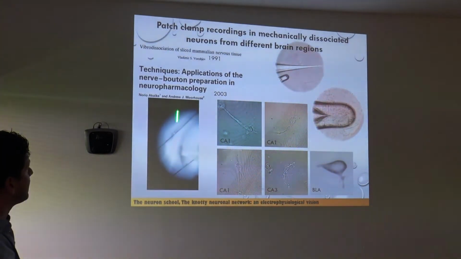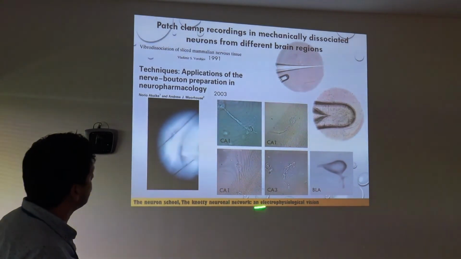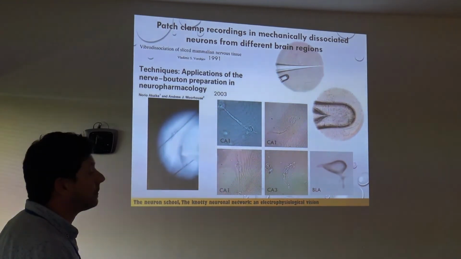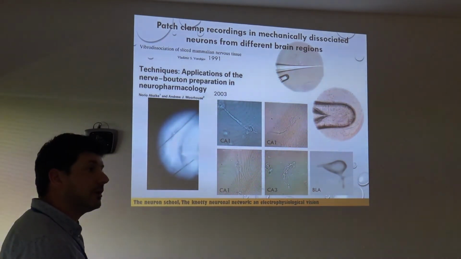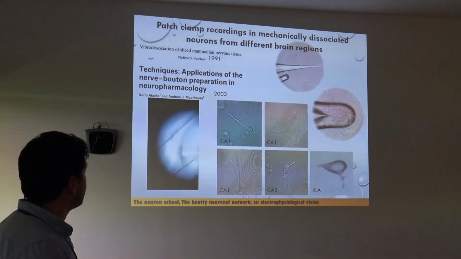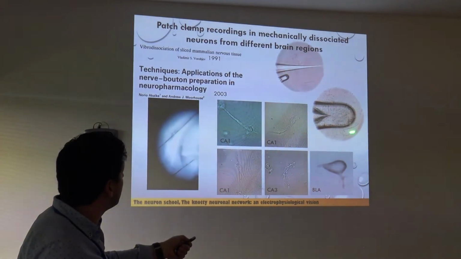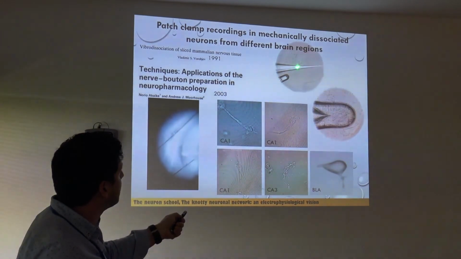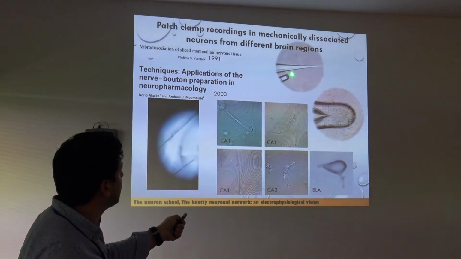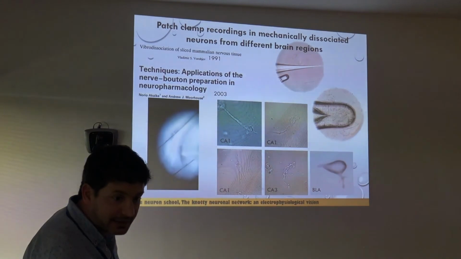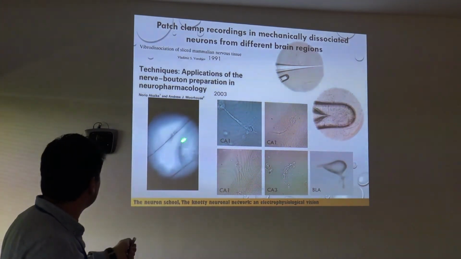I want to show you a different example of using the patch clamp technique. This example is the use of mechanically dissociated neurons, which we use a lot in our laboratory. You can dissociate the neuron from the slice, and you can use this kind of electrode. You just melt the glass electrode that you can use for patch clamp recording, and you obtain something like this. You have to put this electrode very close to the slice and activate a vibration, as you can see here.